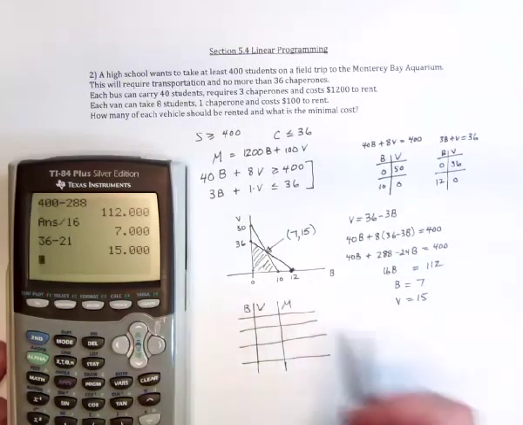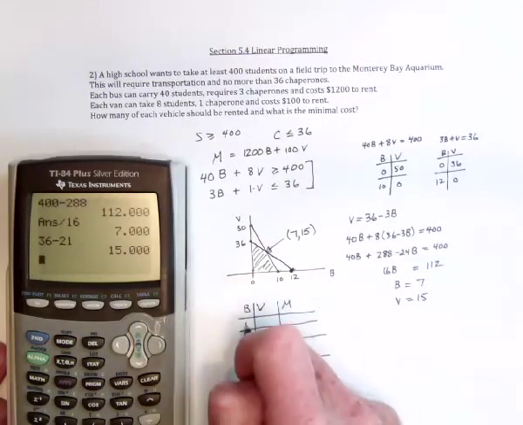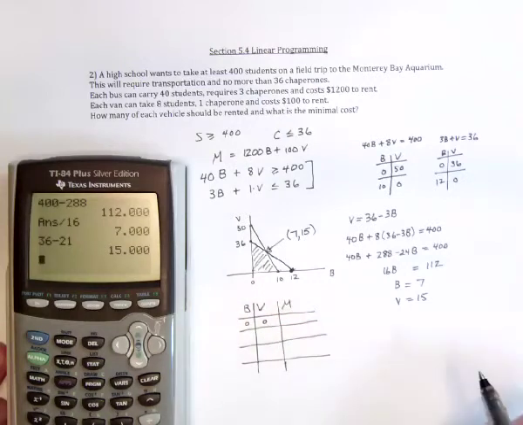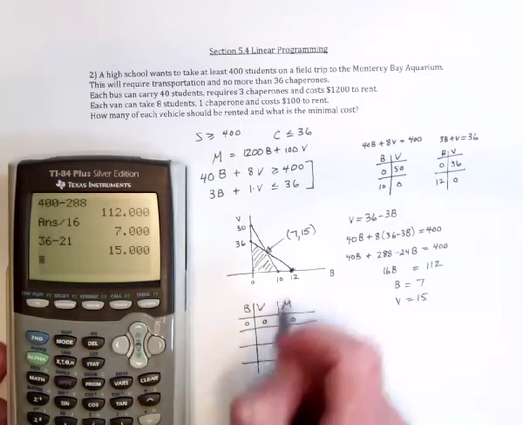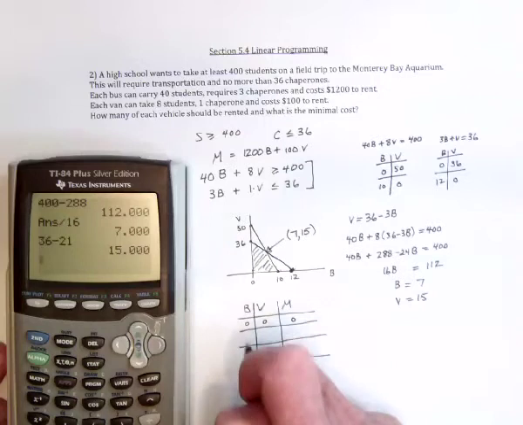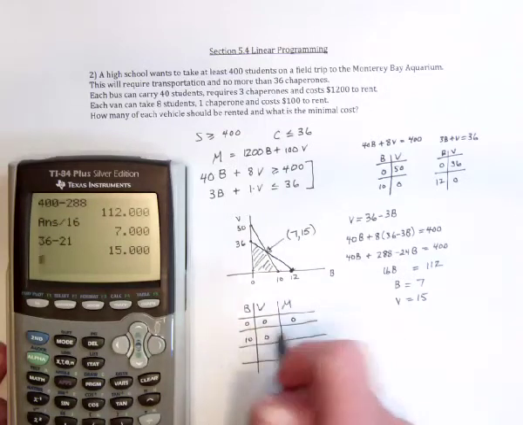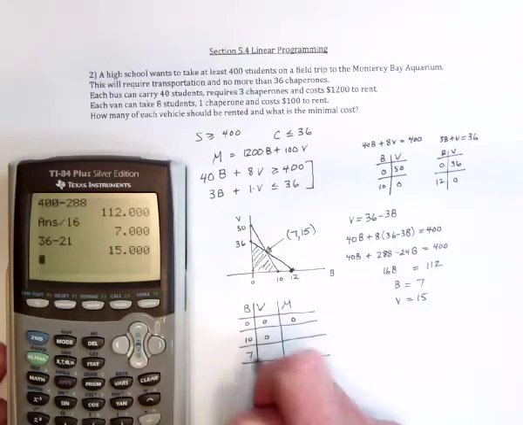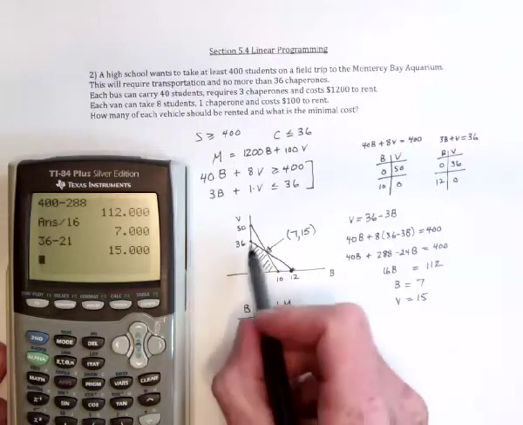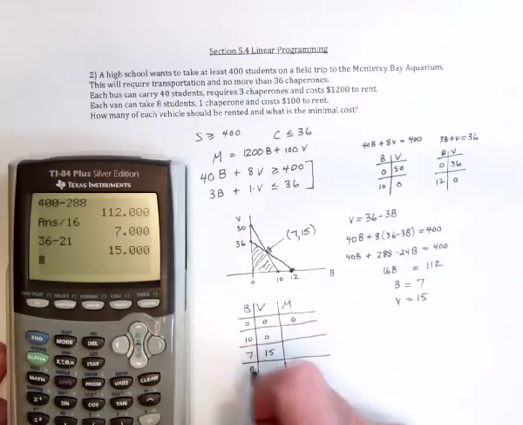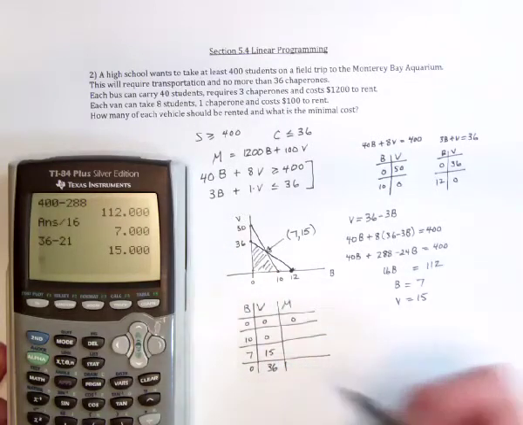And then the points are the origin, so 0, 0. Although in this case that wouldn't make much sense, to have 0 buses and 0 vans, because then 0 people would go. So we need positive values. We've got this corner, which is 10 and 0. We've got this one, 7 and 15. And this corner, which is 0 and 36.